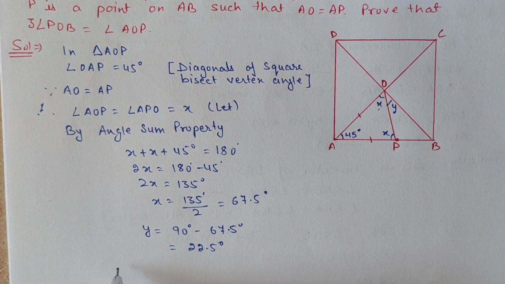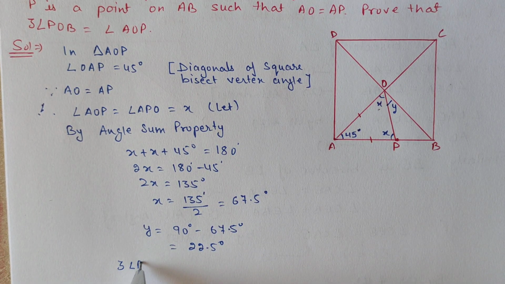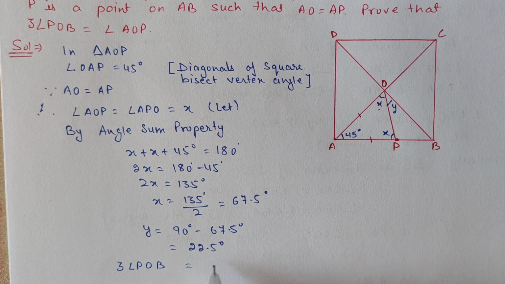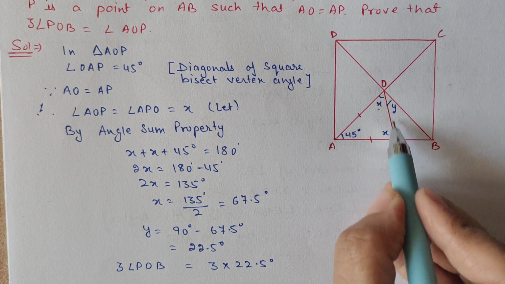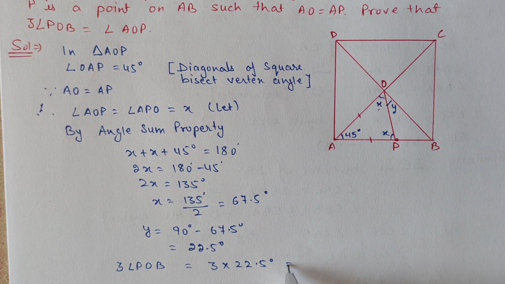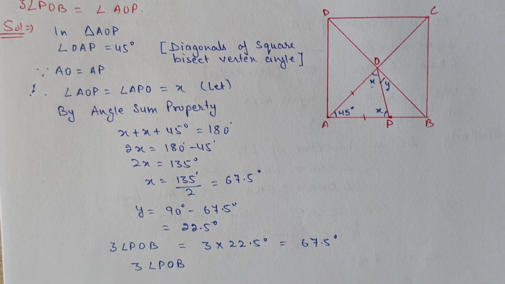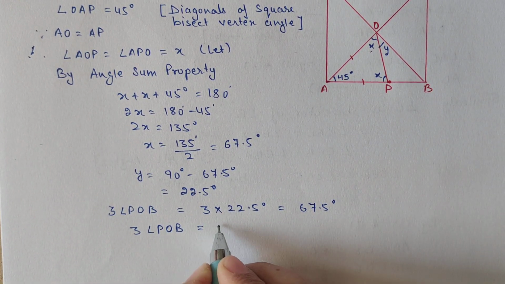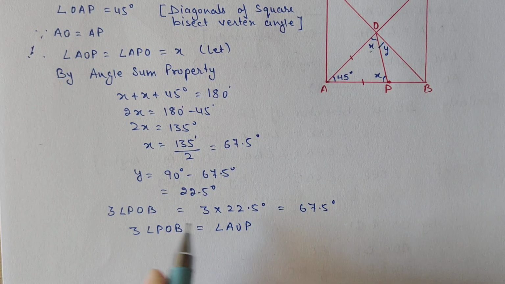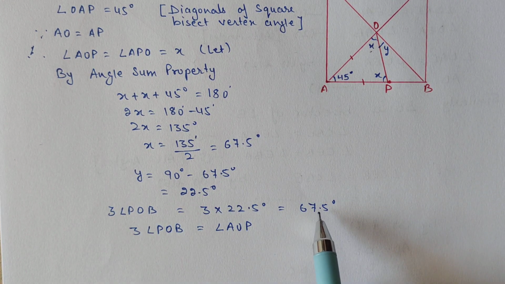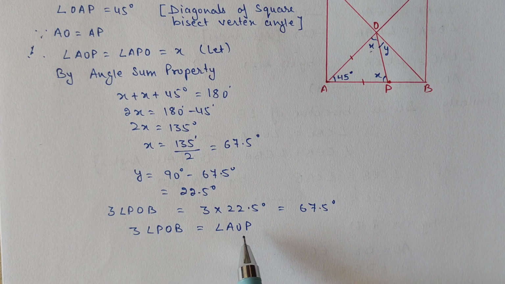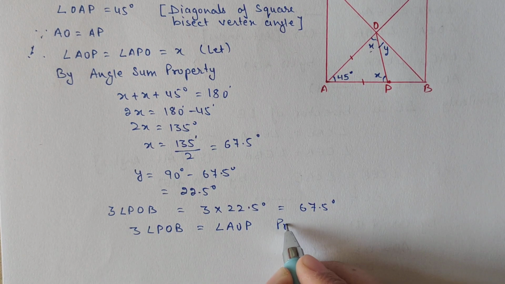So we will check here 3 angle POB. This is equal to 3 into 22.5. POB means this y. This is coming after multiplication 67.5, which is equal to AOP. So 3 into angle POB is coming 67.5, which is equal to AOP. So this we have to prove here.